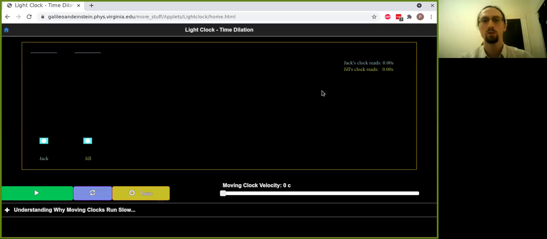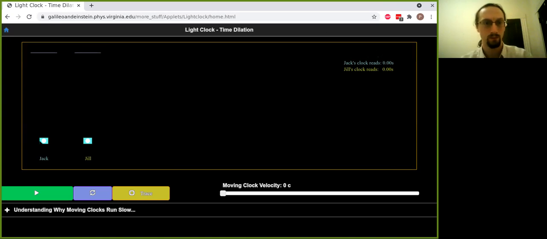Hey everybody, let's talk about time. Specifically, we are going to be looking at a special type of clock that is called a light clock. Basically, you've got two mirrors and you've got light bouncing back and forth, and that's how you measure a tick: light going back and forth.